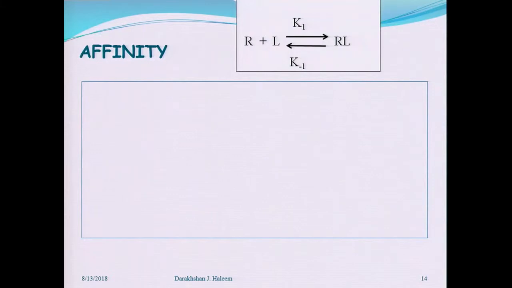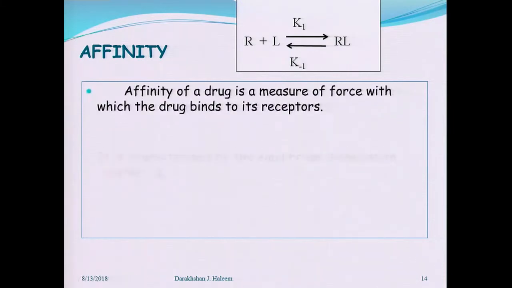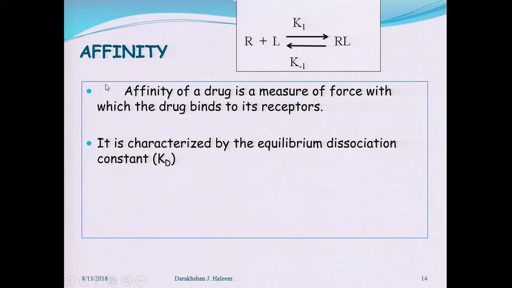Now let's define affinity. We know that a ligand, here we will say a drug or ligand, will bind with the receptor sites to form a drug receptor complex. This is the rate of forward reaction, rate of backward reaction. And the dissociation constant is given by what? K minus 1 divided by K1. This is the dissociation constant.